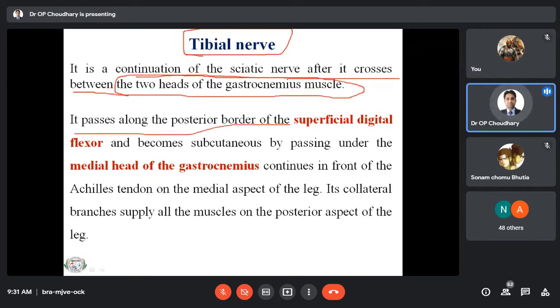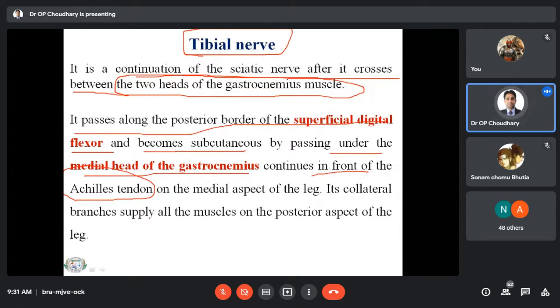It passes along the posterior border of the superficial digital flexor and becomes subcutaneous by passing under the medial head of the gastrocnemius, in front of the Achilles tendon. As I already told you, the Achilles tendon is formed by the medial and lateral heads of the gastrocnemius muscle along with the superficial digital flexor. The tendons of these three muscles form the Achilles tendon, and the collateral branches of the tibial nerve supply the muscles of the posterior aspect of the leg region.